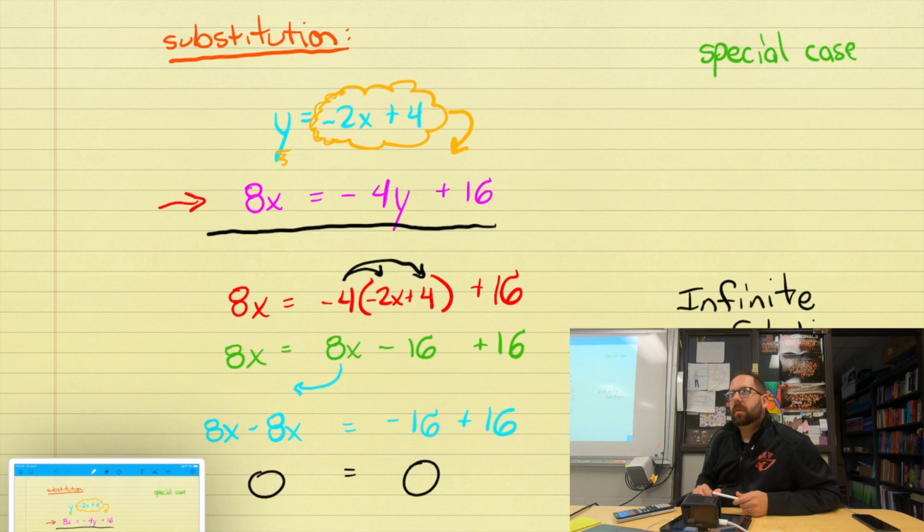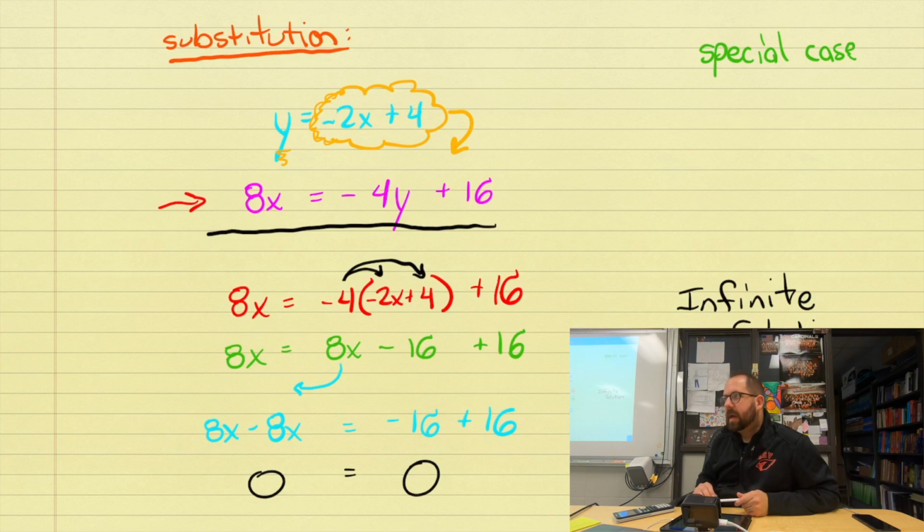Anything works. Whatever number you plug in, if it works in one equation, it'll work in the other equation. It's an infinite solution. It didn't matter what pairings you have. The reason why is if you look at the graph, these lines are literally on top of each other. They have an infinite number of solutions to them.